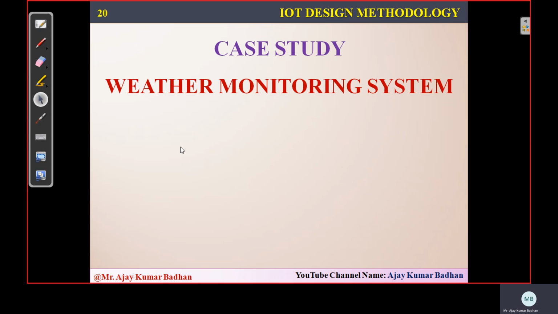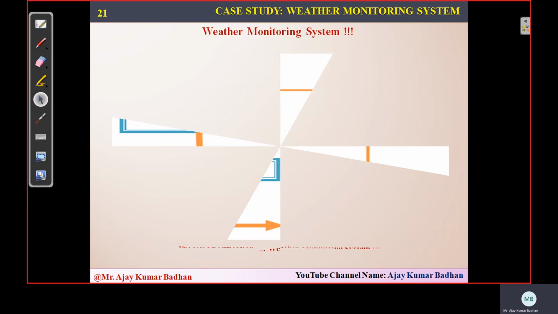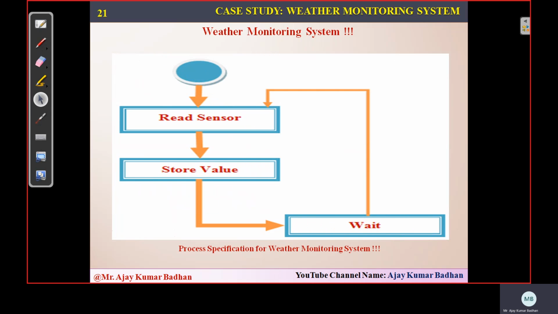So this is another case study related to the weather monitoring system. In this, I will be showing you the different diagrams we have related to the weather monitoring system. Whatever steps we have seen, we are going to see them. The first step is process specification. Now this is the process. So this is a use case. This is a use case model for your weather monitoring system.